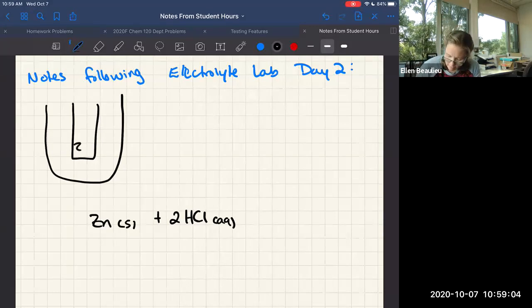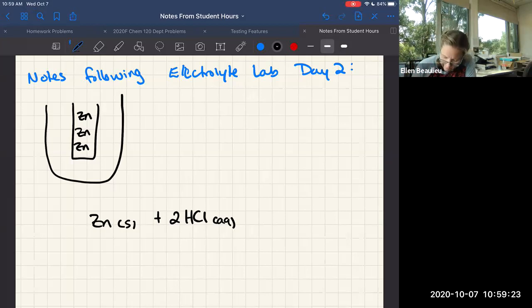Well, zinc is a solid. It is the elemental substance. That elemental substance has no charge. So I'm not going to put a +2 above that zinc because this zinc has not reacted yet. It is still the elemental substance, a piece of zinc metal.